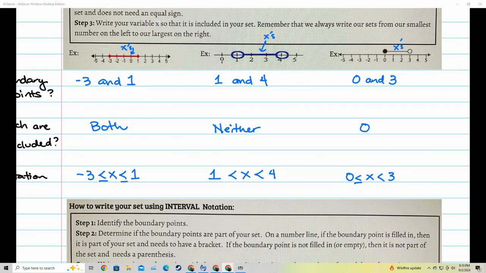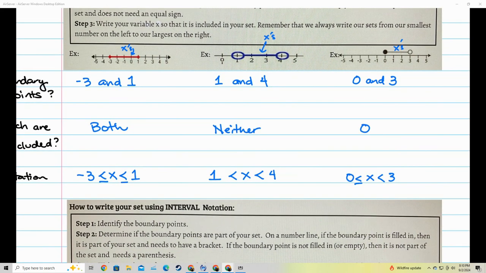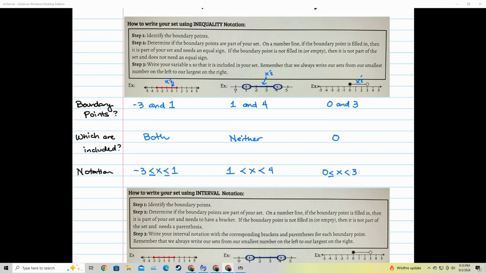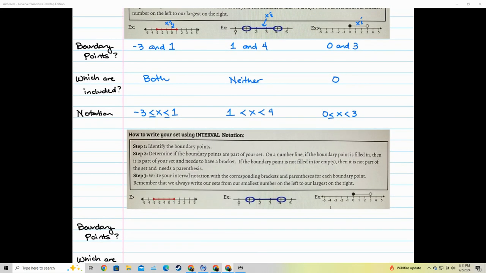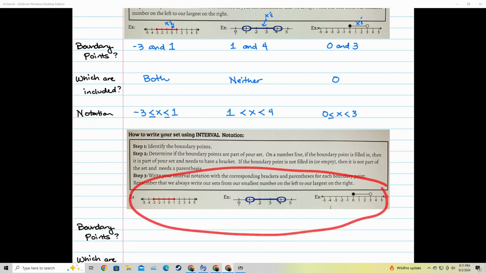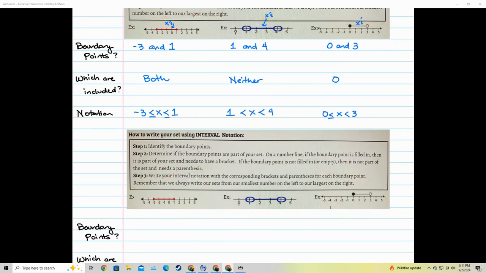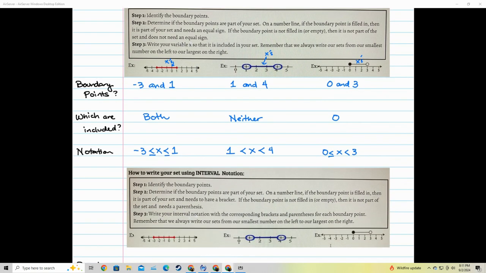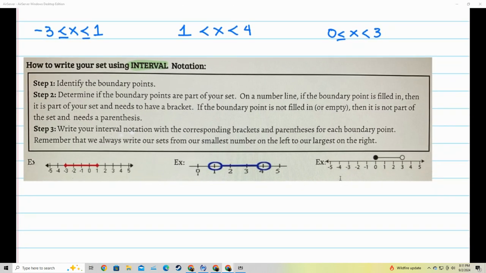All right, so that is using inequalities. Now let's go ahead and write these sets, but this time we're going to use interval notation. I want you to notice that these are the exact same problems here that we did here. The only difference is now, instead of using inequality notation, this time I want to use interval notation. You're going to notice that it's very, very similar.